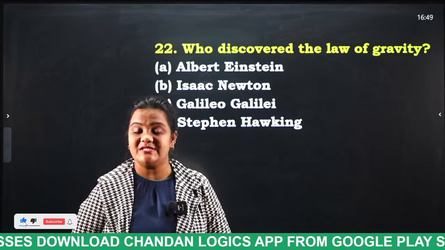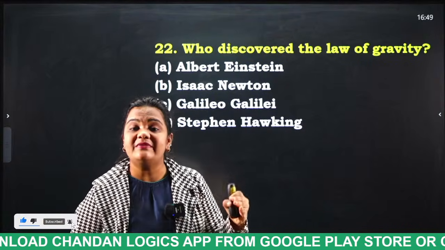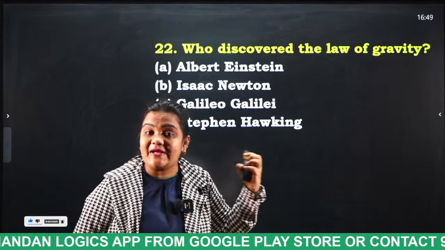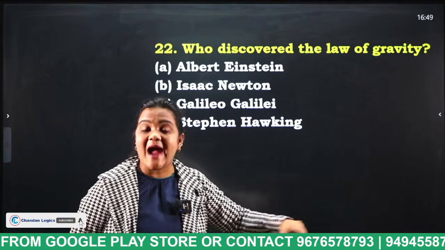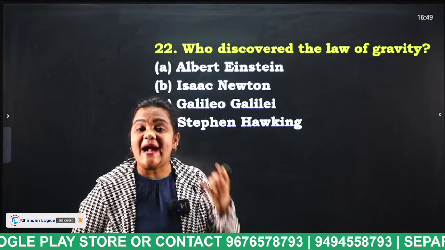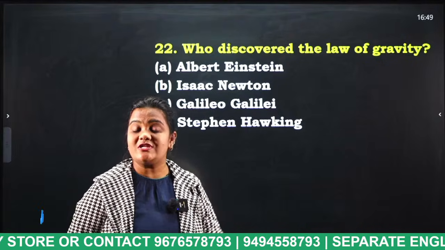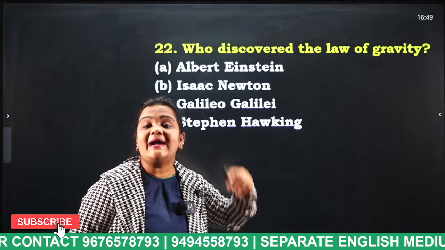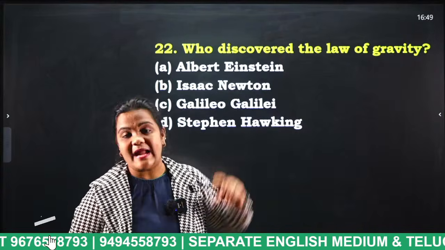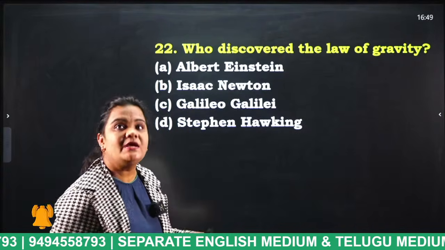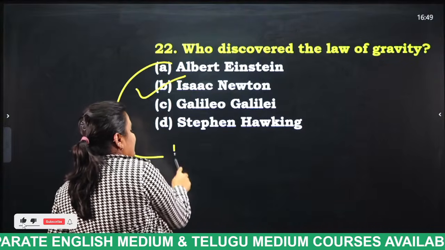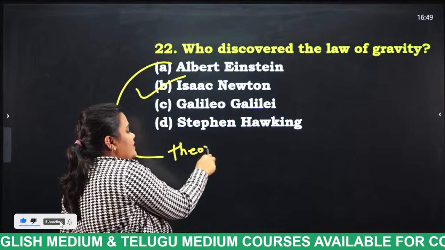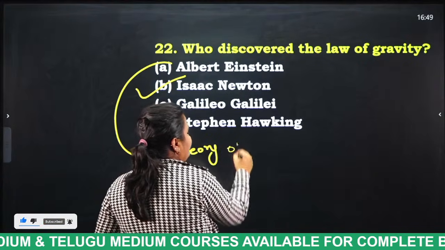Law of gravitation is nothing but each and every particle in the universe has some attracting force. That attracting force is known as what, students? Gravitational force, and that law is known as the law of gravity. And who discovered this? Newton. Very good. Okay. Albert Einstein discussed the theory of relativity.